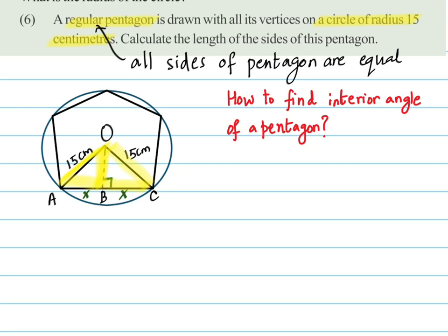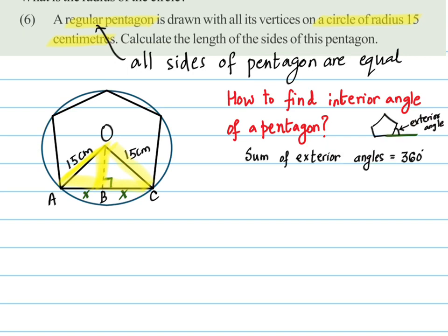Now how to find the interior angle of the pentagon? Because we need to find the angle, then only we can apply the sine rule or cosine rule, or the formula for sine or cosine. So let's see how to find the interior angle of the pentagon.